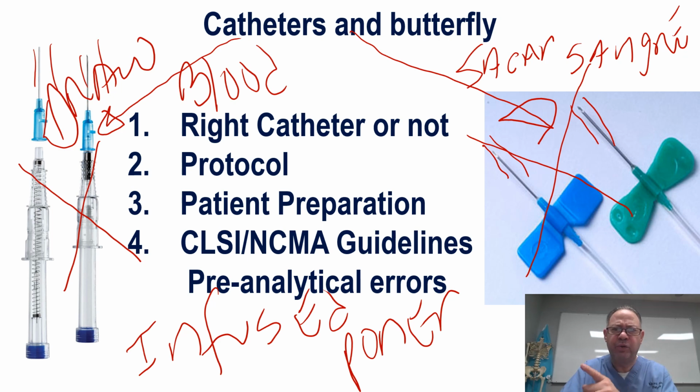Let me just put it so that you could see it. Hold on a second. Why? They are only meant to infuse. They were not meant to draw.